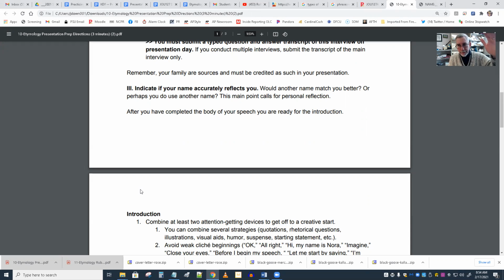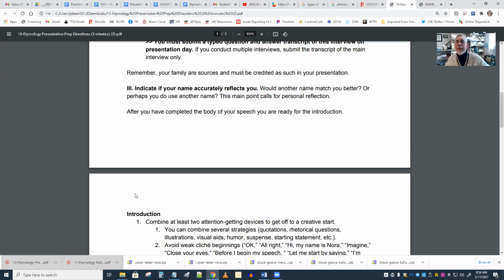So that's the body. Okay, good. And that's the work that's involved: research on the history and background and meaning of the name, an interview on how you got your name, and personal reflection on whether you like your name, whether your name works for you, whether it accurately reflects you, and so on.